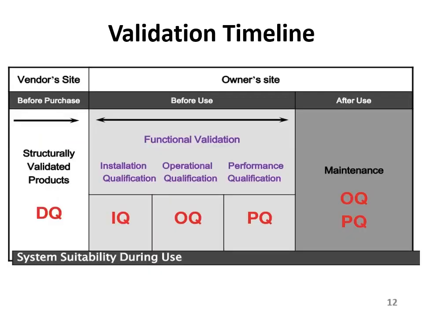Now, validation timeline. Vendor side, before purchase, structurally validated product. Whatever he is providing you, it should be structurally validated, DQ, design qualification. Then, owner side, now you have got the machine. Before use, three things are important. Installation qualification, properly installed. Operational qualification, you must know how to operate the machine properly.